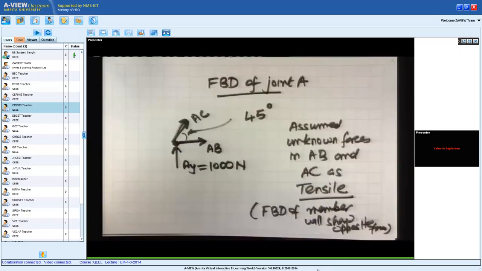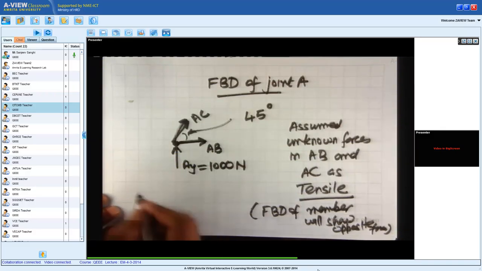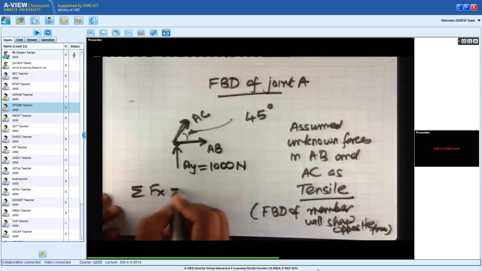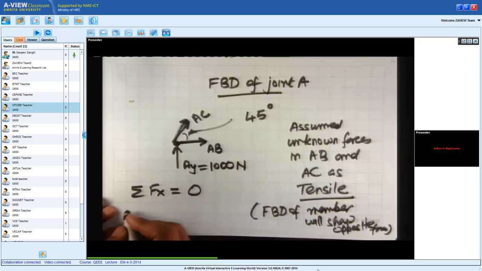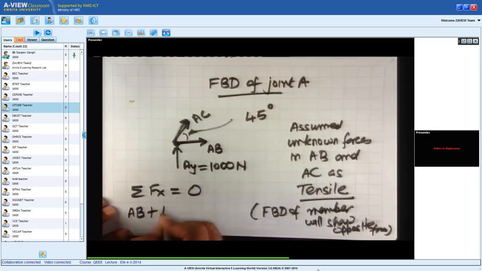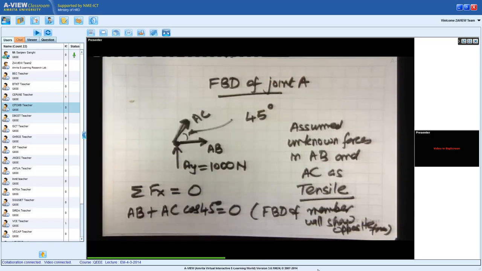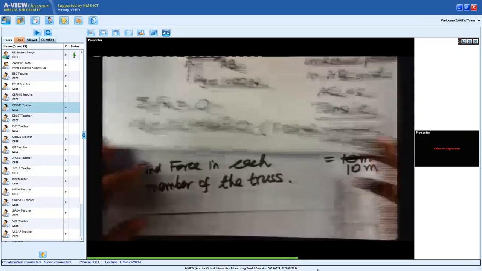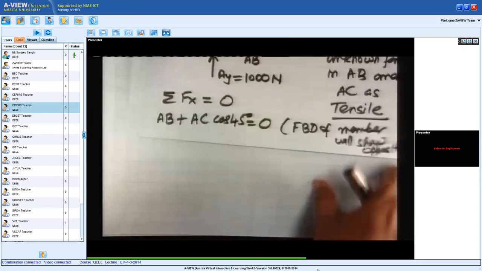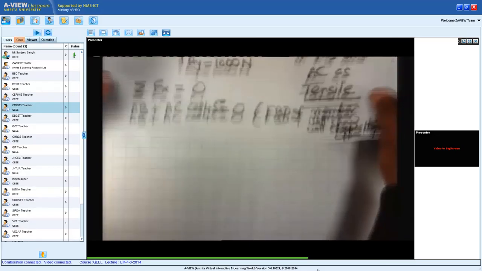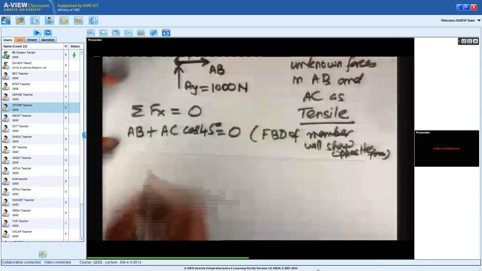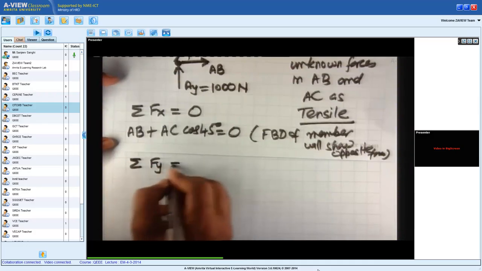Now let's do a force balance. We do sigma fx is equal to 0. That will give me AB plus AC cos 45 is equal to 0. I don't know the values of AB and AC. Next, let us continue with this, and having done sigma fx is equal to 0, I will do sigma fy is equal to 0.